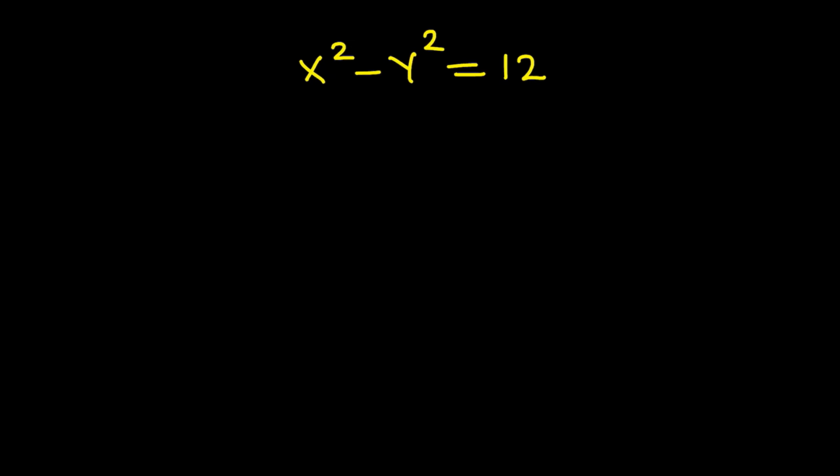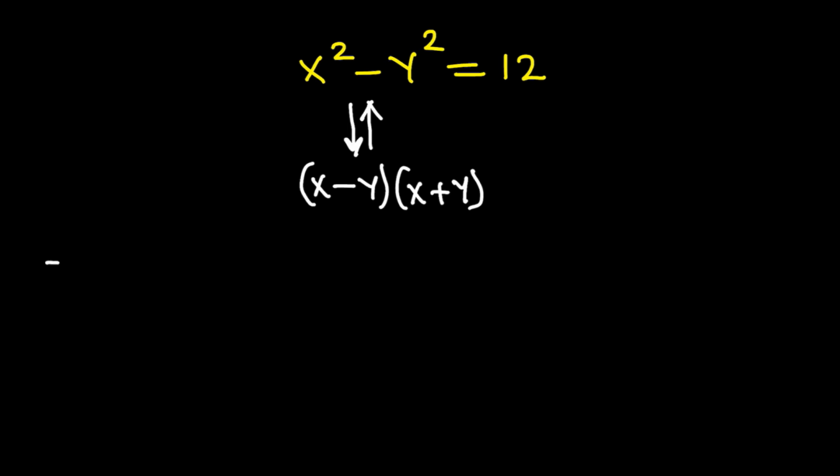Let us solve for x and y in this problem. X squared minus y squared is equal to 12. Looking at the expression on the left hand side, you can easily see that this is a difference of two squares, and that can be expressed as x minus y times x plus y.